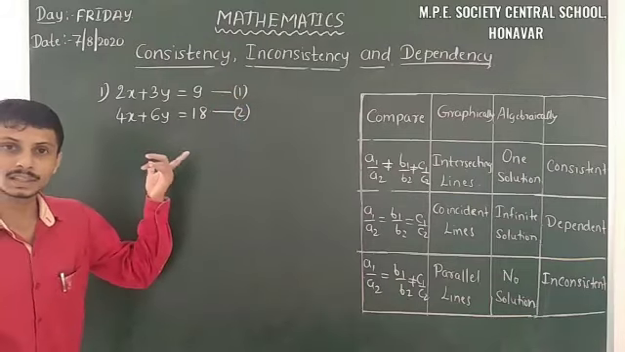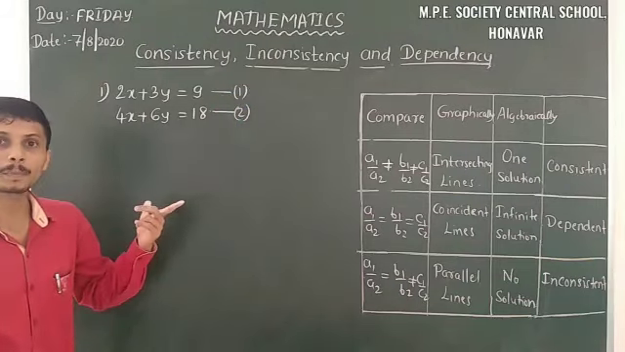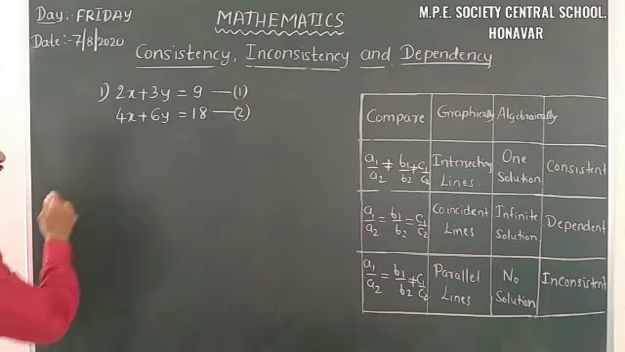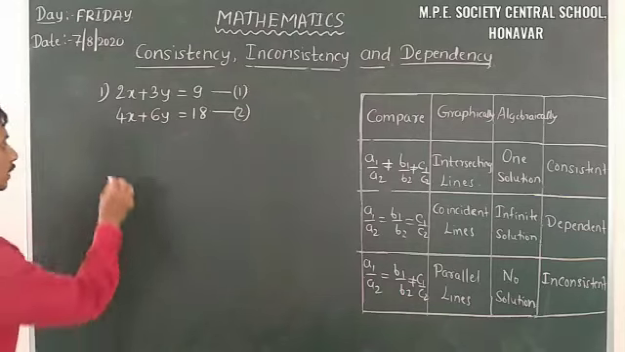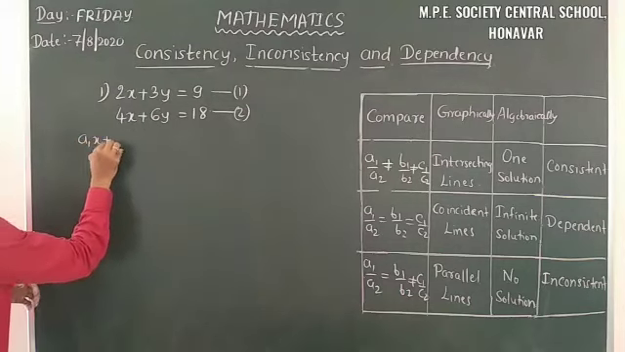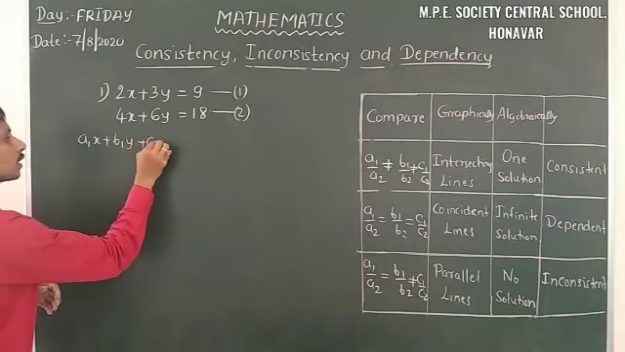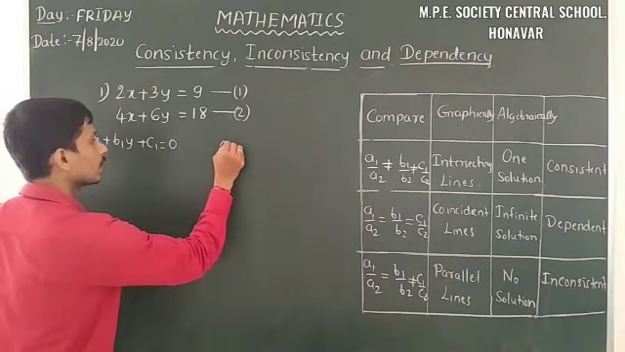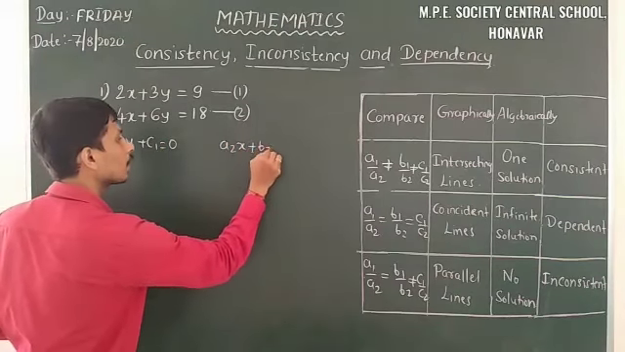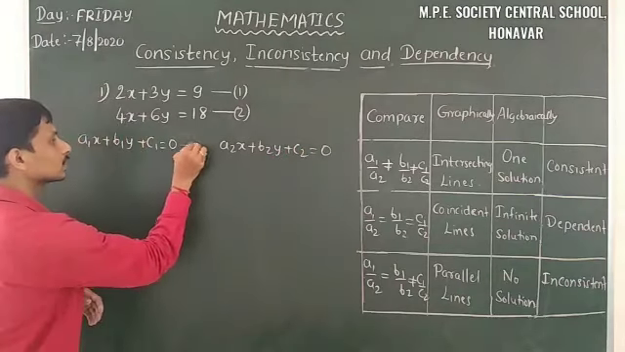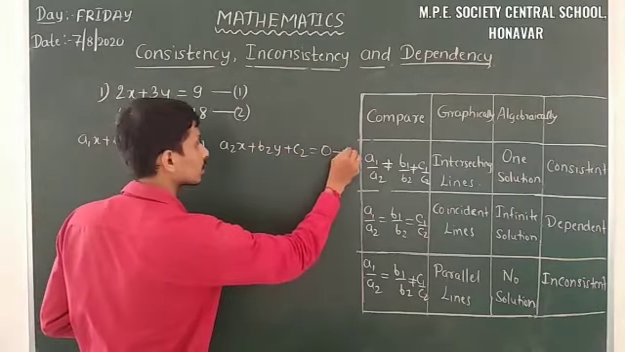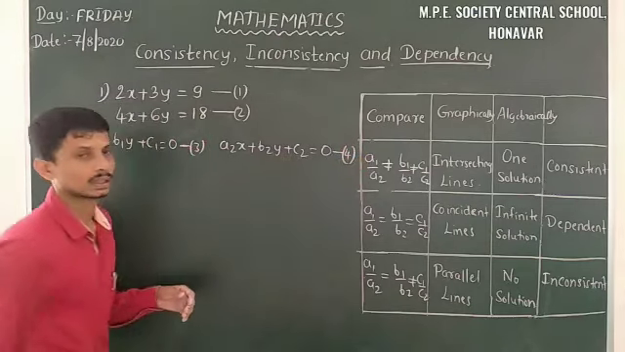So let us consider the standard form of a pair of linear equations in two variables. What is this standard form? That is a1x plus b1y plus c1 is equal to 0 and a2x plus b2y plus c2 is equal to 0. I will consider this as equation number 3 and this as equation number 4 here.